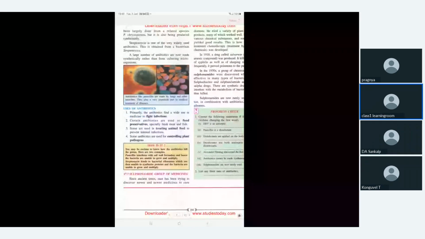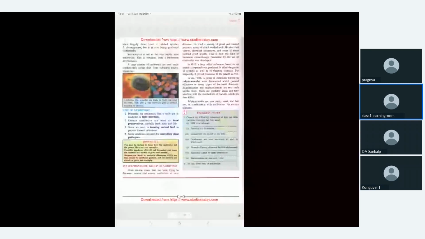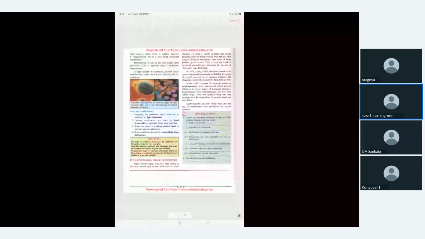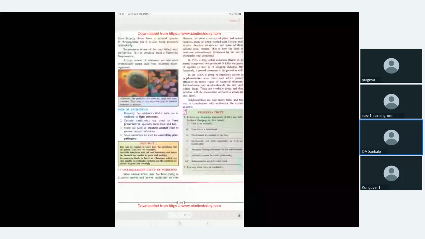Okay, fine. And now tell me, what are the different uses of antibiotics? They fight infection. Antibiotics are used in food preservatives, treating animal feed to prevent infection, and controlling pathogens. Those are the main functions of antibiotics. And then there is another medicine they are talking about. What is it?